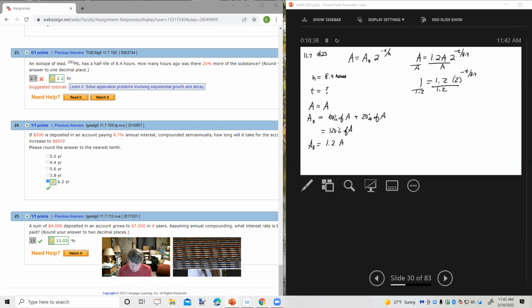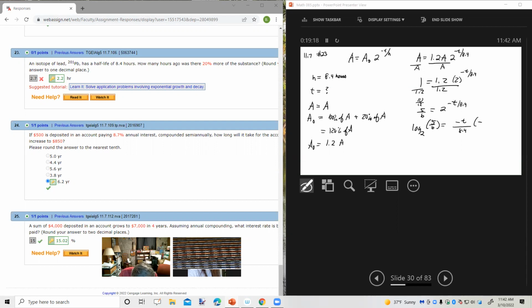1 over 1.2, let's see if that comes out to a nice number. 1 divided by 1.2. No, it doesn't. Well, that's like 10 twelfths or 5/6. Okay, everybody all right with where I got 10 twelfths or 5/6? Yeah. Okay. So I've got 5/6 equals 2 to the negative T over 8.4 power. So now I'm going to get log base 2 of 5/6 equals negative T over 8.4.